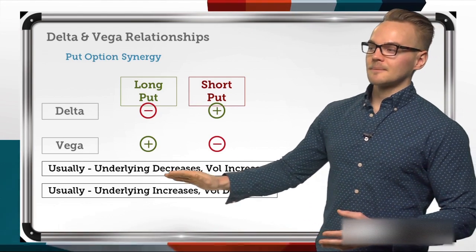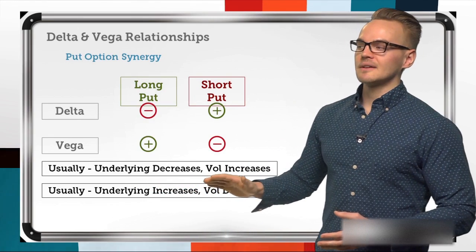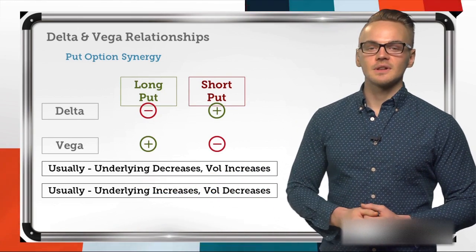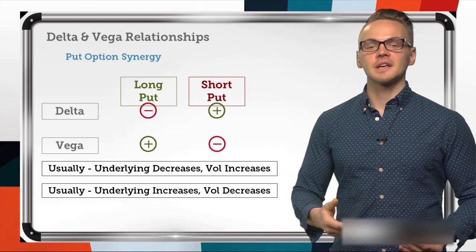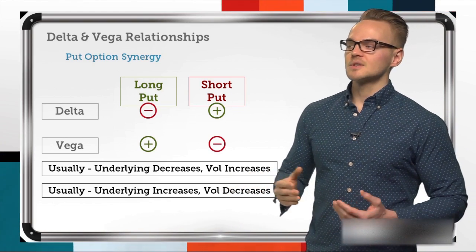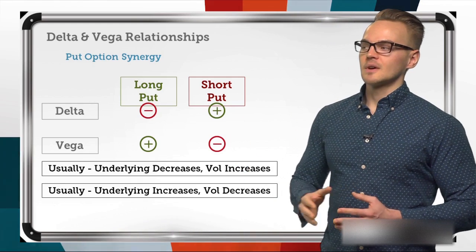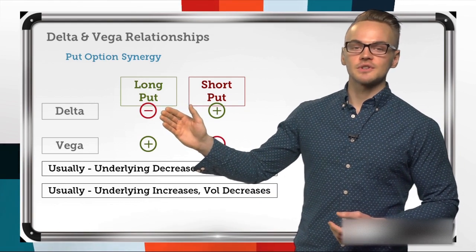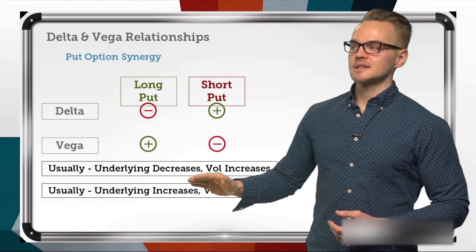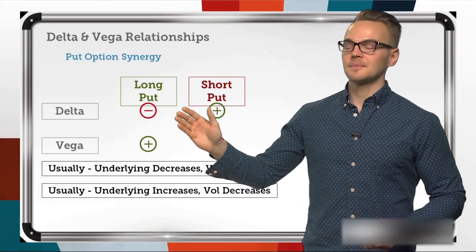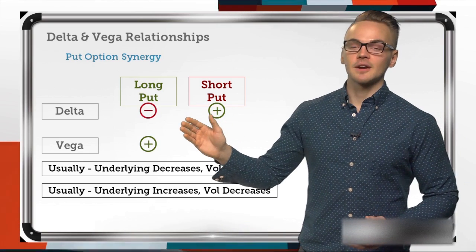Normally, when we're looking at implied volatility, if an underlying decreases in price, let's say 10%, we will normally see volatility increase. So how does this affect these options? Well, if I'm long a put and I have that negative delta exposure, if the underlying decreases, that's going to put me in a more profitable position, most likely, as long as it happens in a timely manner.